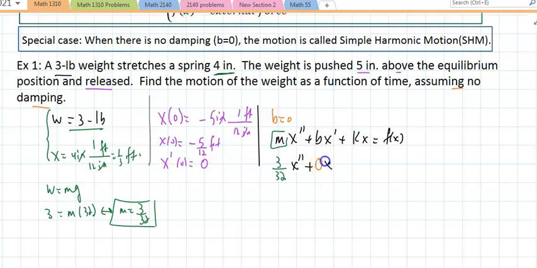Plus 0 x prime plus, I need to find k. I'm going to find k by going in and saying, well, alright, let's see. The weight of 3 pounds, so let me write out the formula. Hooke's law, F equals kx. The weight of 3 pounds stretched the spring 1/3 of a foot, which means k equals 9.